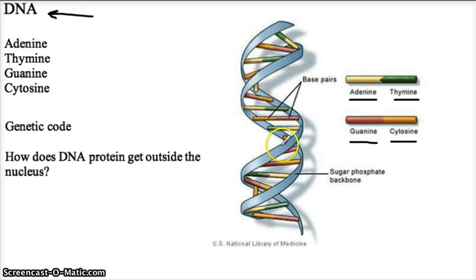Now, this DNA carries all the chromosomes, all the genes that are in all of our cells, not just those sex cells, but in all of our cells. And the order of these bases makes up what we call the genetic code. The genetic code is the order of all the adenines, thymines, guanines, cytosines, and so on.